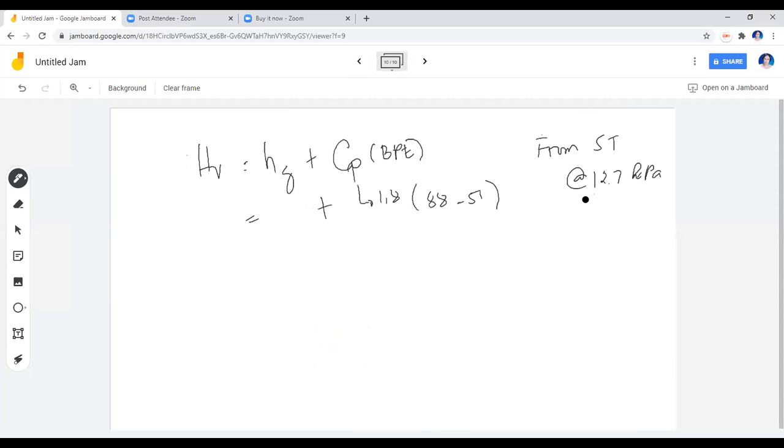You will need to get the Hg. Okay, and this Hg you will place here. So if you have your steam tables there, we will get the corresponding Hg values. Okay, let's see. We will have it substituted there. 12.7. Okay. Hg 259.